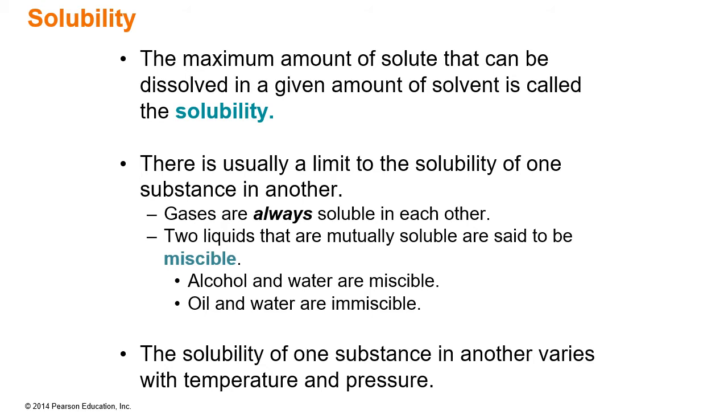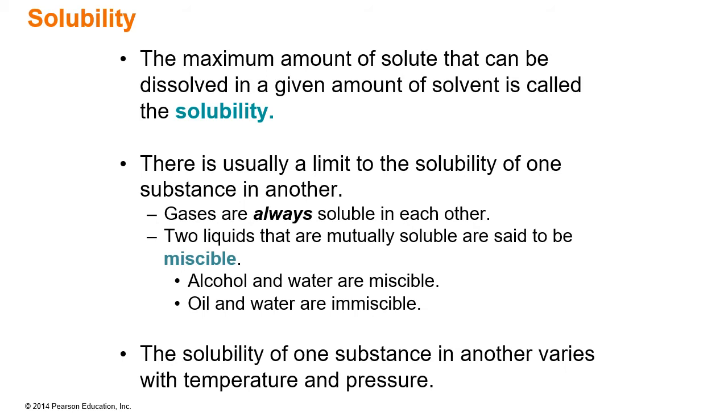If we talk about liquids, we typically refer to solubility as being miscible. So if they mix and they're mutually soluble, this is what we call miscible. So alcohol and water are miscible. Oil and water are immiscible because they do not mix. And the solubility does change depending on the temperature and the pressure, and we'll look at that a little more in depth.